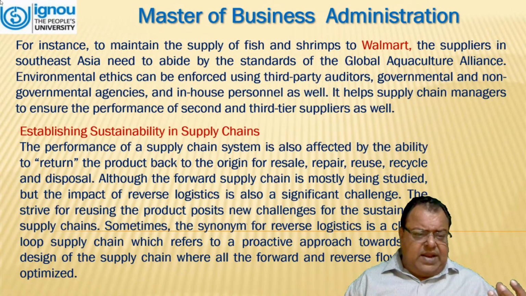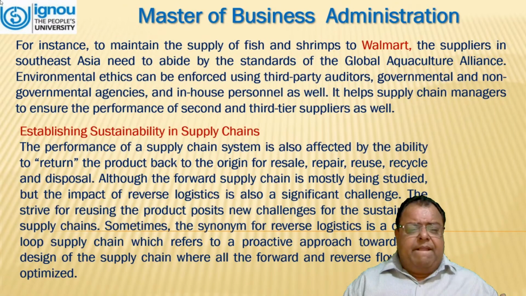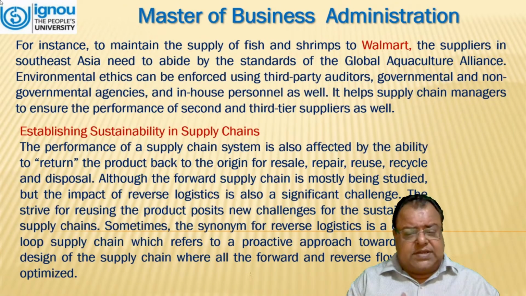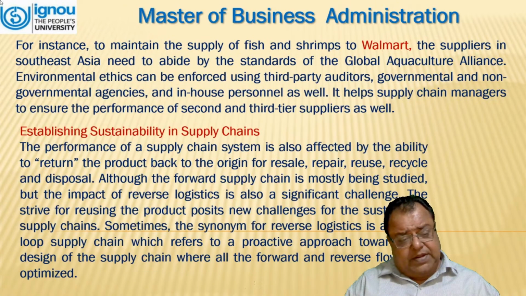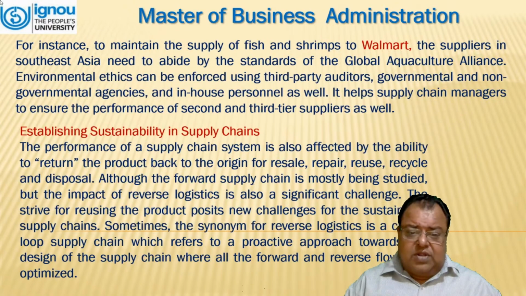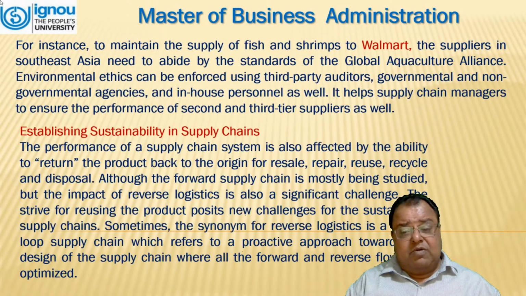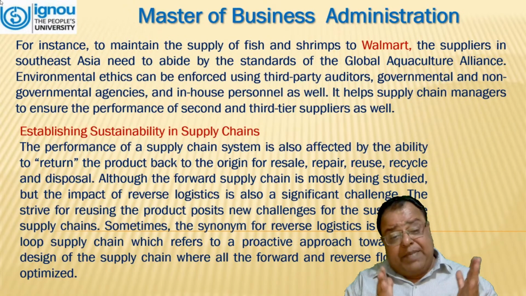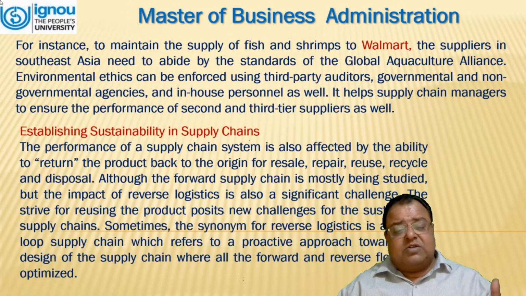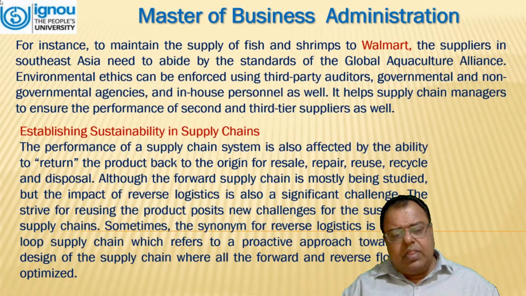Establishing sustainability in supply chain. The performance of a supply chain system is also affected by the ability to return the product back to the region for resale, repair, reuse, recycle, and dispose. Although the forward supply chain is mostly what is studied, the impact of reverse logistics is also a significant challenge. The strive for reusing products brings new challenges for sustainable supply chains.